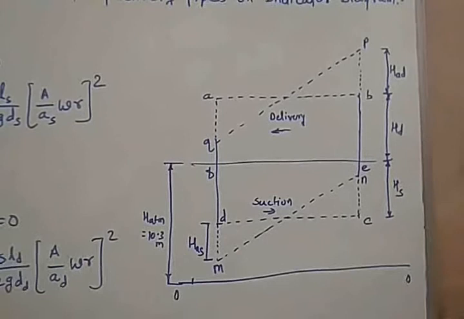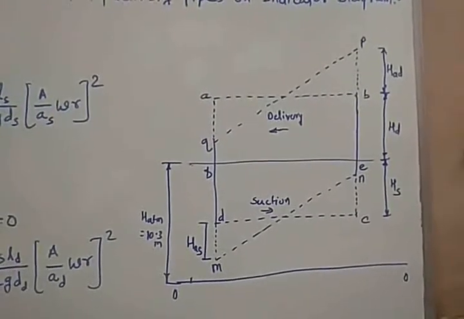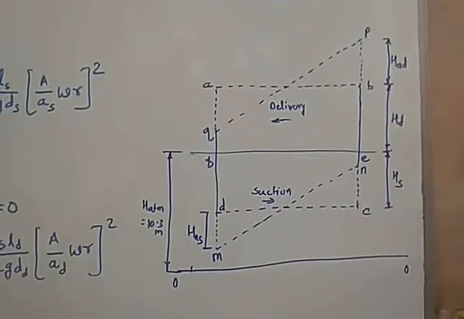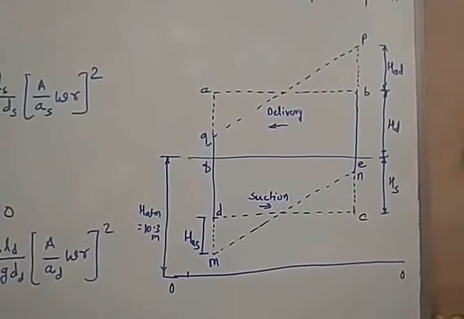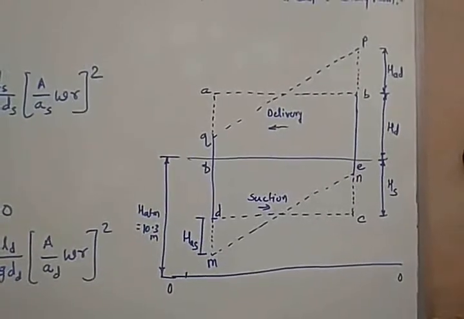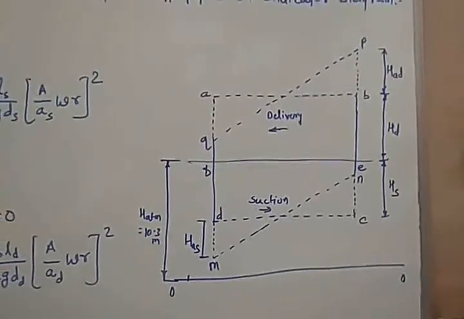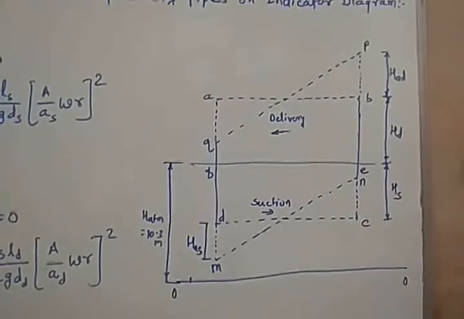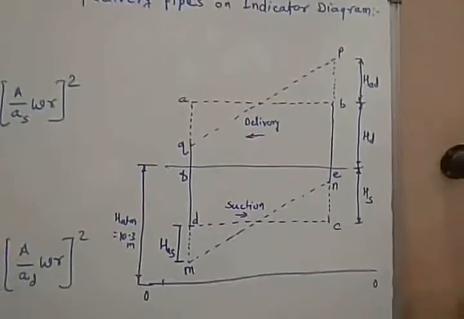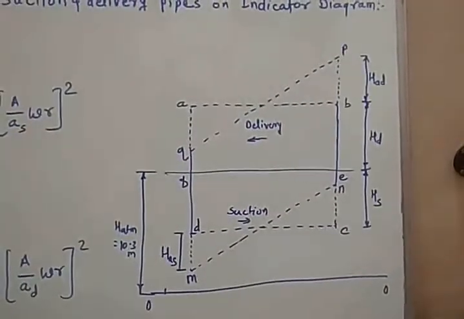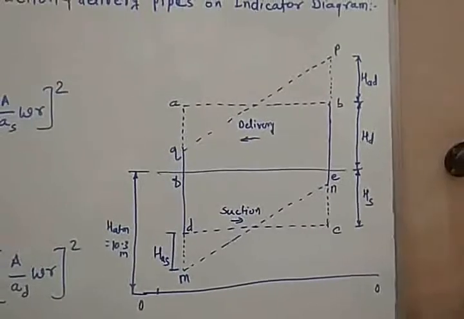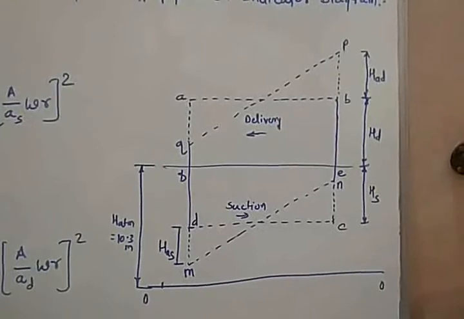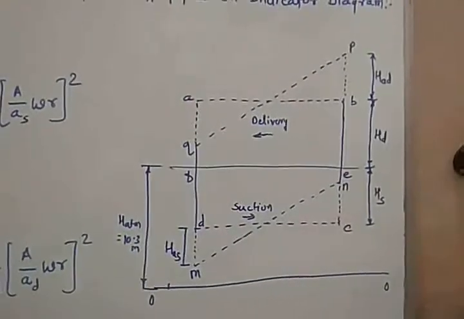Okay, so here you can see I have drawn a theoretical indicator diagram showing the effect of acceleration head on it. The final indicator diagram is P, Q, M, N, P. That is the theoretical indicator diagram with the acceleration head. Now we will add the frictional head to this indicator diagram on the suction and delivery side, so that we get the indicator diagram with the suction head, acceleration head and the frictional head.